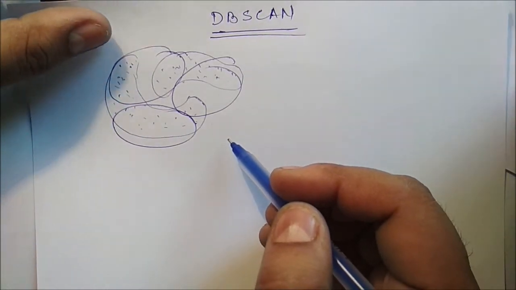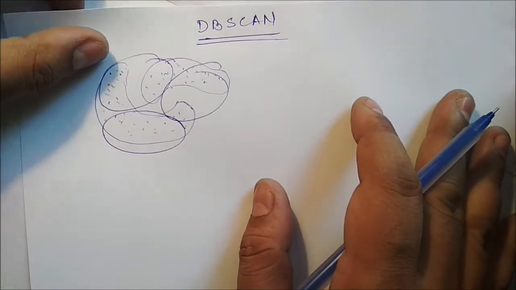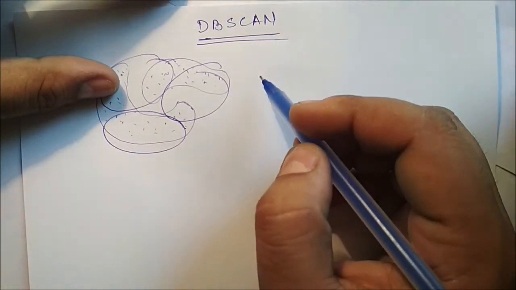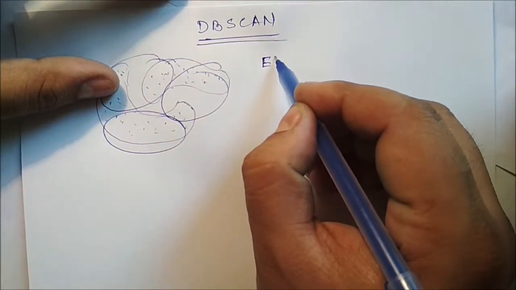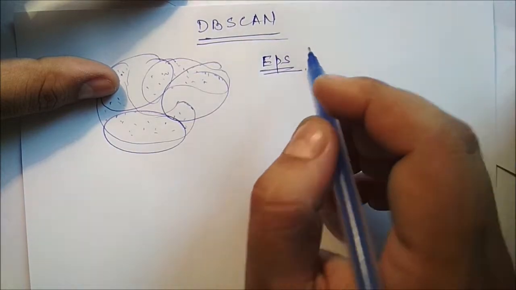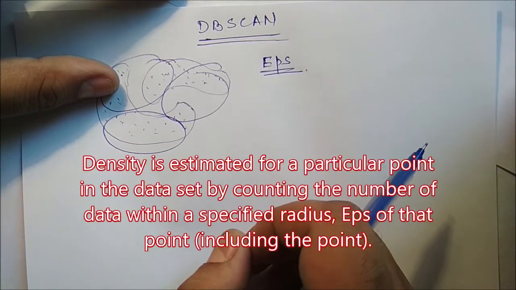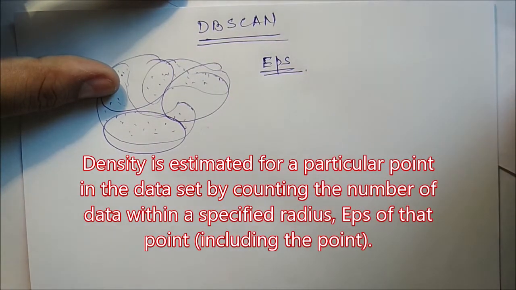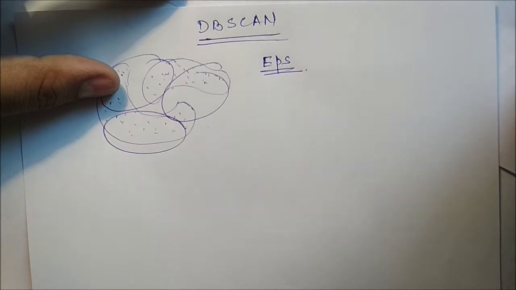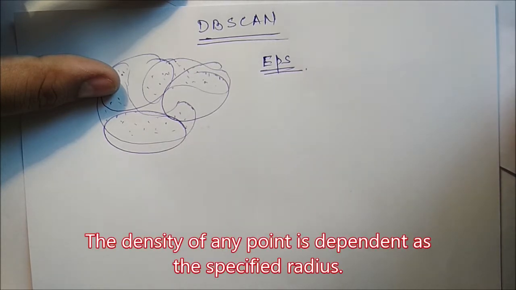Now to implement the DBSCAN algorithm, there are a few things we should know. The first one is EPS. Density is estimated for a particular point in the data set by counting the number of points within a specified radius, EPS, of the point, including the point. The density of any point depends on the specified radius.